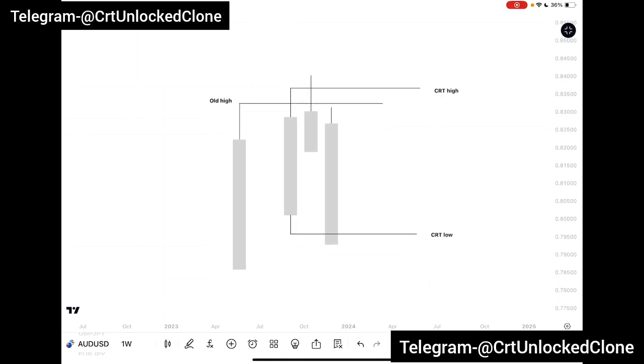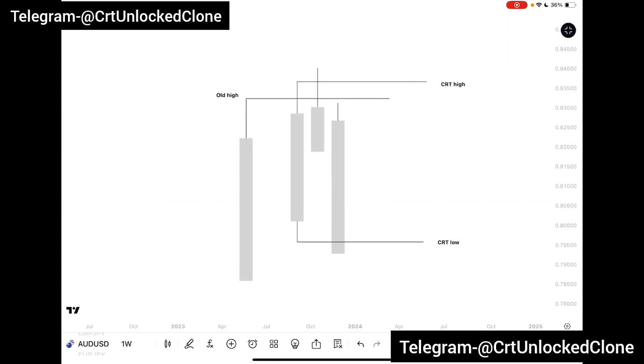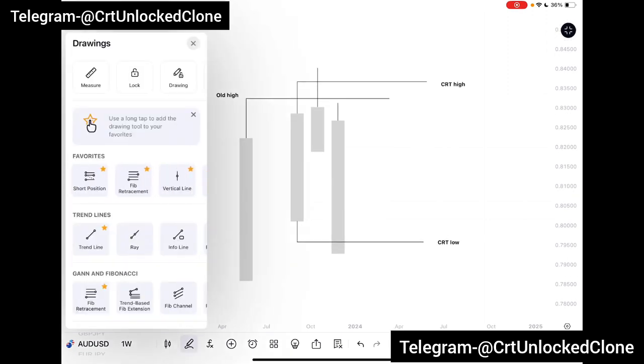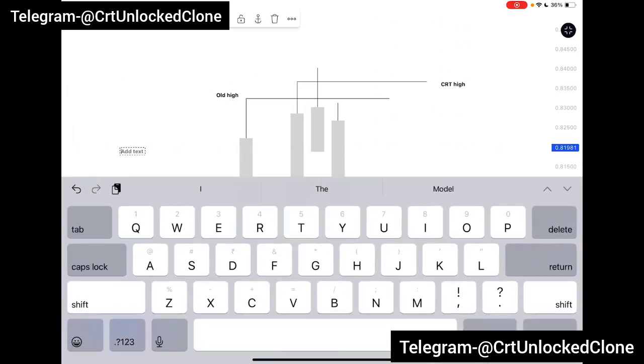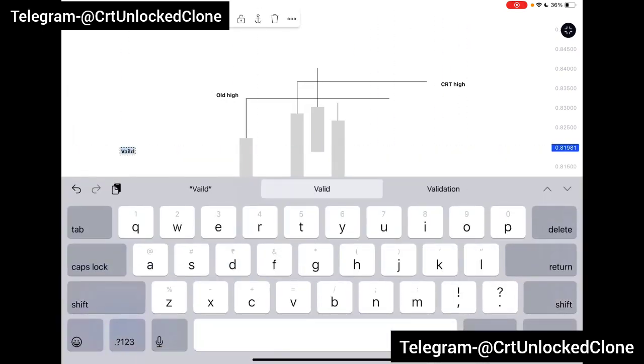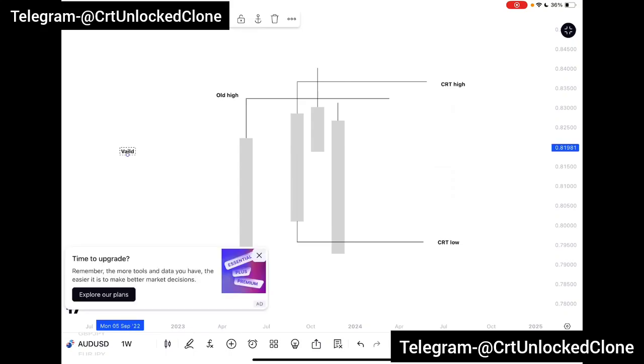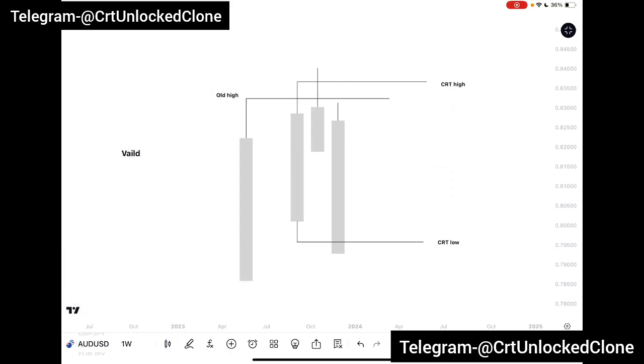What scenario is this? The first candle, which purged the old high, which means the key level, is our CRT candle, and next the second candle is the manipulation candle. So this scenario is a valid scenario. If you guys want, you can take a screenshot and save it. I'll write it, guys, don't worry. So this scenario is valid.